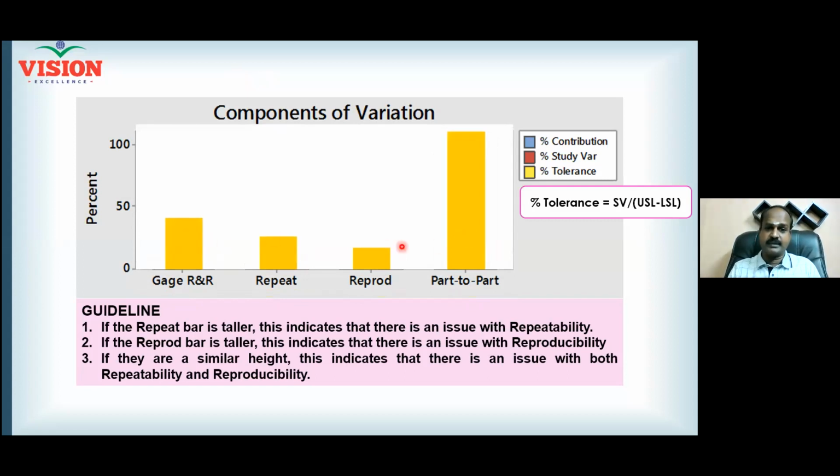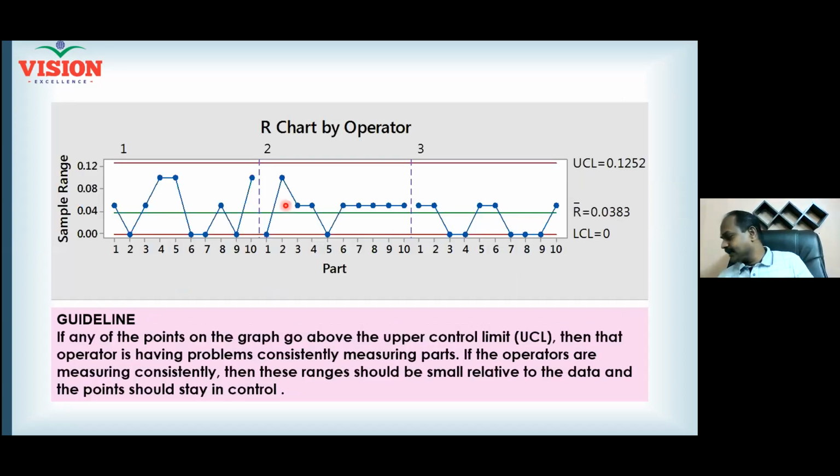Now see here, it's very clear. Part to part variation, this is your project. Measurement variation, this talks about your gauge capability and gauge adequacy. Now the second graph, R chart by operator. Looking at the graph, can you tell me how many operators are involved in data collection?